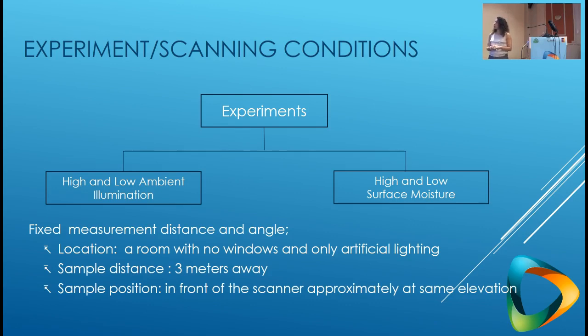We tried in high and low ambient illumination. The location where we did tests was a lab room without any windows, so there was only artificial lighting, no daylight affecting our experiments. So we turned off the lights and we did the same scans in a dark environment. We put all of our samples at 3 meters away from the scanner at almost the same level with the scanner to eliminate the change in the distance and the angle as much as possible. And we also tried the as-is versus the moistened surface of the samples.